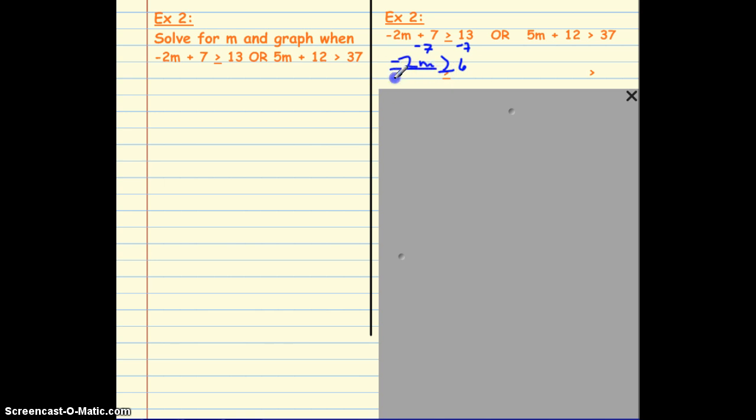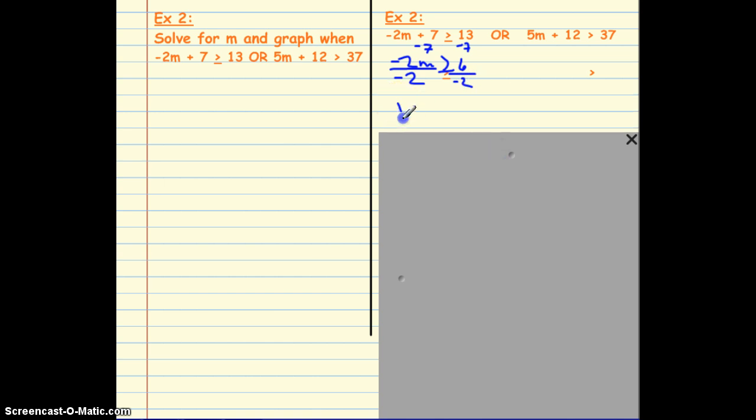And then we're going to divide both sides by negative 2, and we are left with m is greater than or equal to negative 3. But I just divided by a negative, so what do I need to do? Yes, I need to flip my sign. Instead of being greater than or equal to, it is now less than or equal to. Good catch.